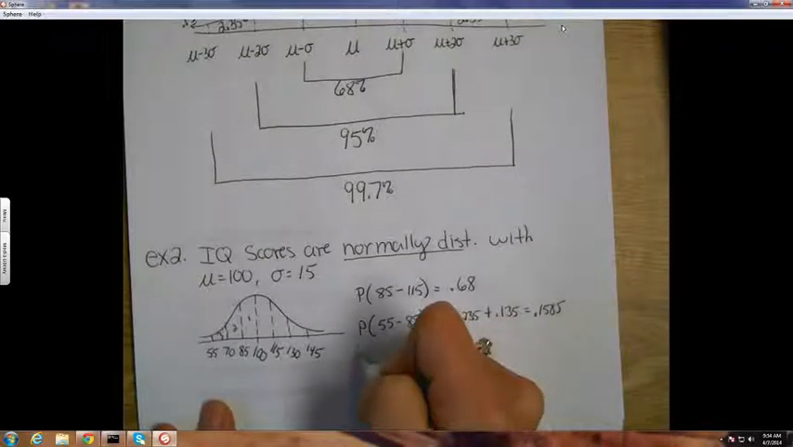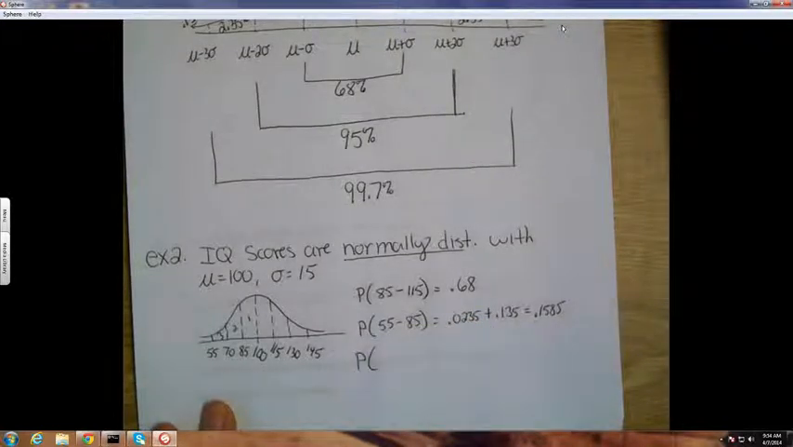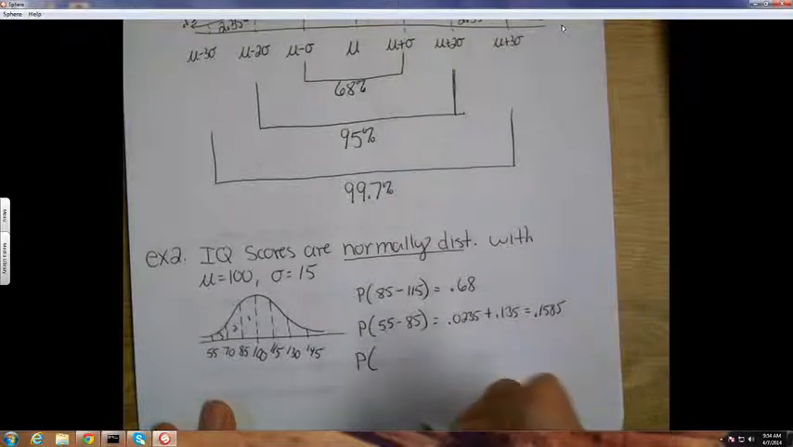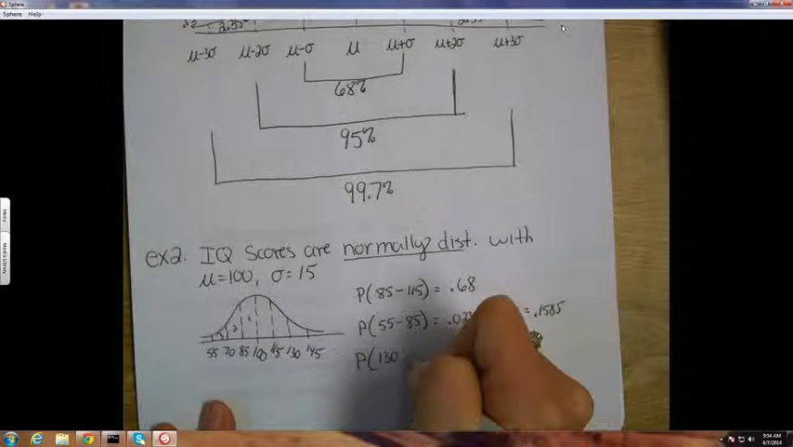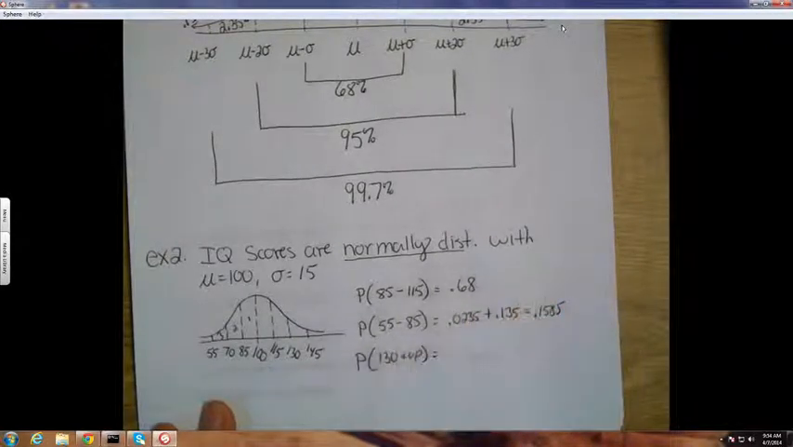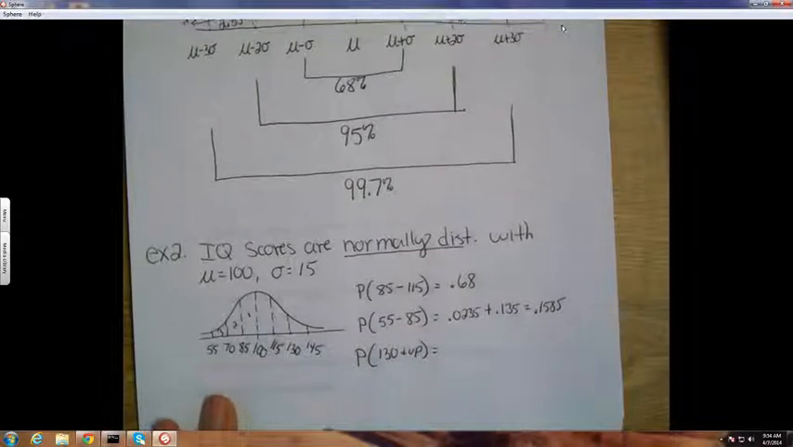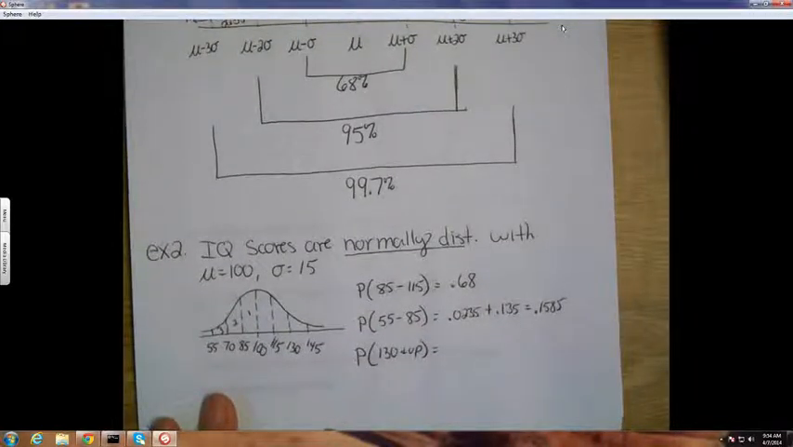The probability the person you pick has an IQ score of 130 and up. What are you going to do there? Smart person. What's the probability we pick out a really smart person from the crowd? Randomly.